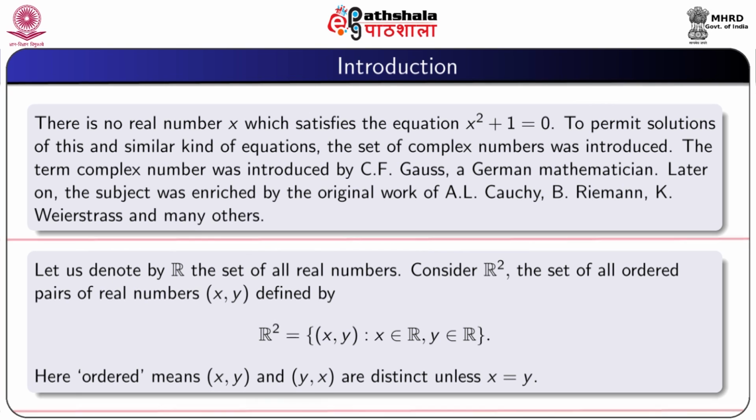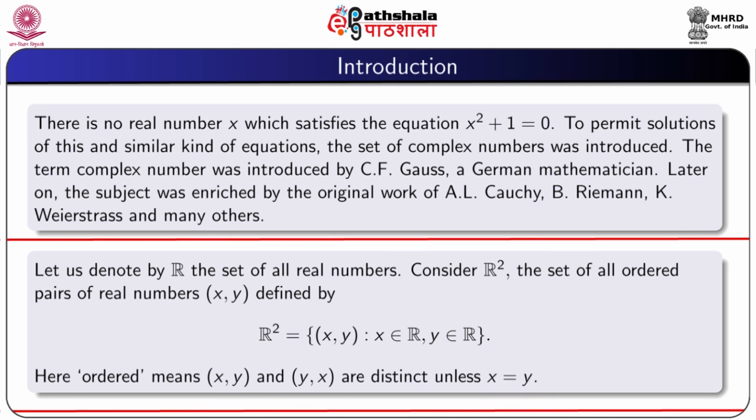Let us denote by R the set of all real numbers. Consider R square, the set of all ordered pairs of real numbers (x, y), defined by R square equal to the set of elements (x, y), where x belongs to R and y belongs to R. Here ordered means (x, y) and (y, x) are distinct unless x equal to y.